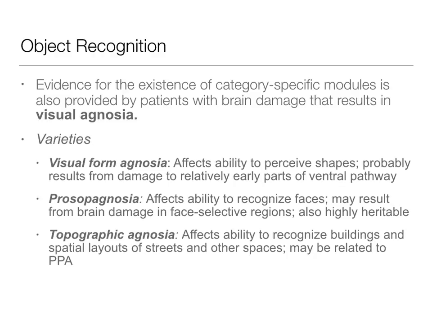The next one we're going to talk about is topographic agnosia. And this affects the ability to recognize buildings and spatial locations, streets, and others. This is thought to be related to the parahippocampal place area. So again, damage to different areas of the brain results in different deficits. And again, this is going to support that modular coding view.